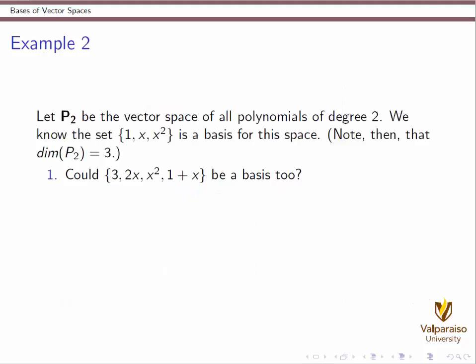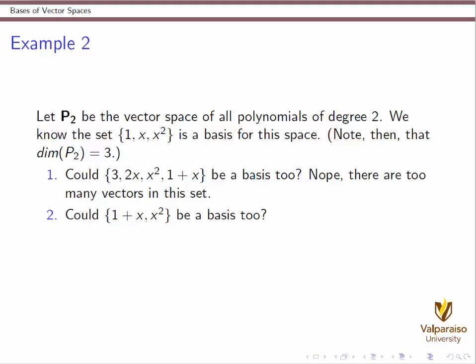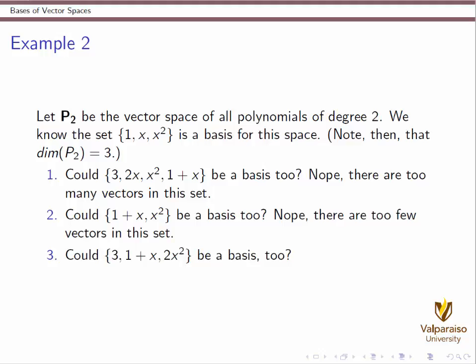Let's switch systems and look at P2, the space of all polynomials of degree 2. We've already looked at how 1, x, and x squared is a basis for that space, meaning the dimension of this space is 3. So could the set shown now, which is 3, 2x, x squared, and 1 plus x, be a basis? Well, no. There's too many vectors / polynomials in that set. The dimension of this space is 3, so any basis set can have 3 and only 3 members. So 1 plus x and x squared, could that be a basis? Nope, there's not enough of them there. How about 3 and 1 plus x and 2x squared? That's got a chance. So let's take a look.